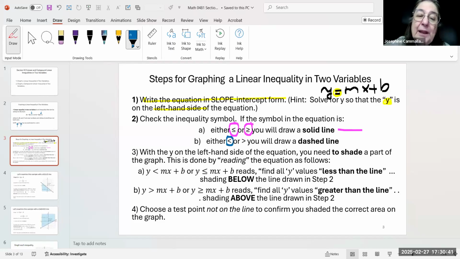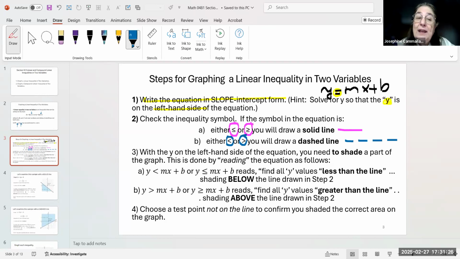But we then have these symbols. Now notice that they do not have a line underneath them. That means when you draw on the coordinate plane, you are going to need to have a dashed line for the equation we created in step number 1. Now, the reason for the dashed line is any point on that dashed line cannot be used. So therefore, you have a solid line, you have a dashed line.